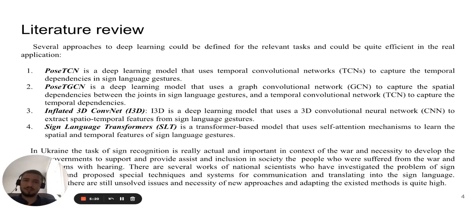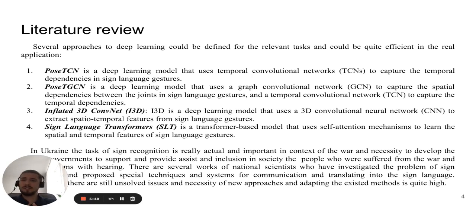sign language gestures. The model uses a pre-trained backbone network such as ResNet or FishNet to extract the visual features from the frames, which are then fed into a transformer encoder-decoder architecture. The attention mechanism in the model allows it to focus on the most relevant parts of the sequence and improve their recognition accuracy. Now, this approach is widely used in continuous sign language translation.